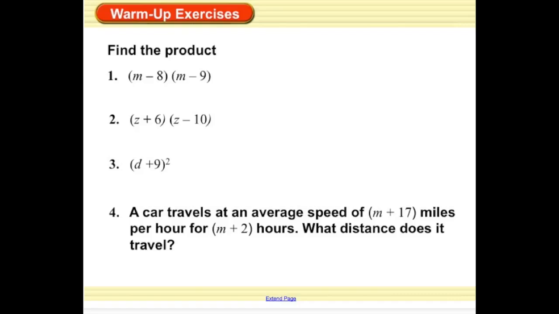Okay, today's lesson is on section 1.3, which is solving by factoring. Don't forget to do your warm-up exercises. These are things you're going to want to FOIL. Even number 3, you're going to need to rewrite that and then FOIL it. And number 4, you're going to want to set that up as a quadratic. So make sure that you're using both components and you're FOILing when you're multiplying.